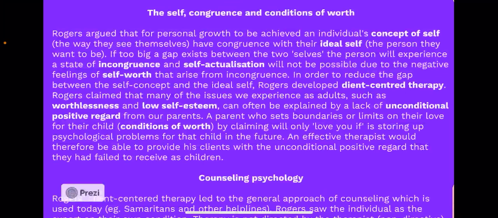In order to reduce the gap between the self-concept and the ideal self, Rogers developed client-centered therapy. Rogers claimed that many of the issues we experience as adults, such as worthlessness and low self-esteem, can often be explained by a lack of unconditional positive regard from our parents. A parent who sets boundaries or limits on their love for their child, and they have conditions of worth, by claiming they will only love you if, is storing up psychological problems for that child in the future. An effective therapist would therefore be able to provide his clients with the unconditional positive regard that they had failed to receive as children.